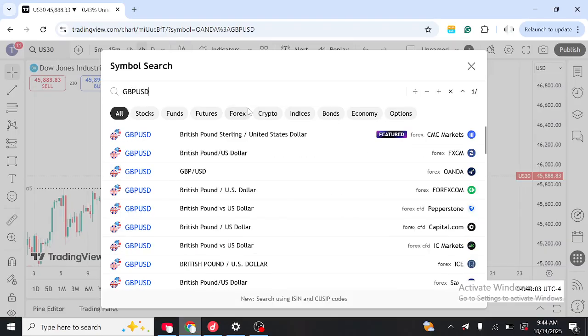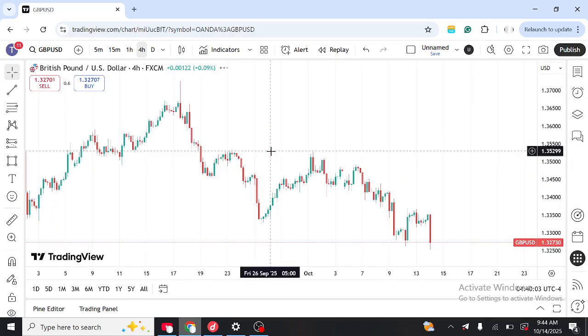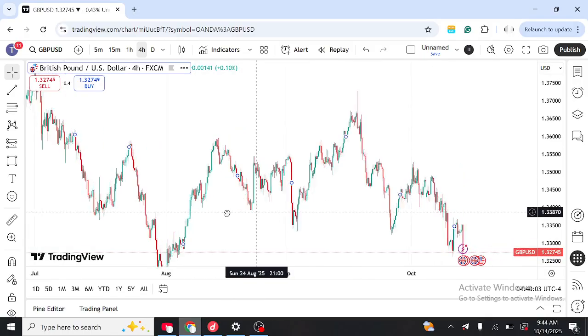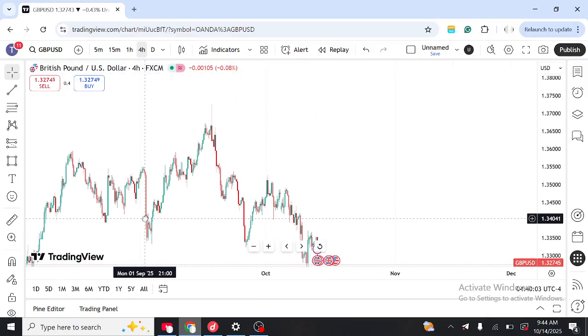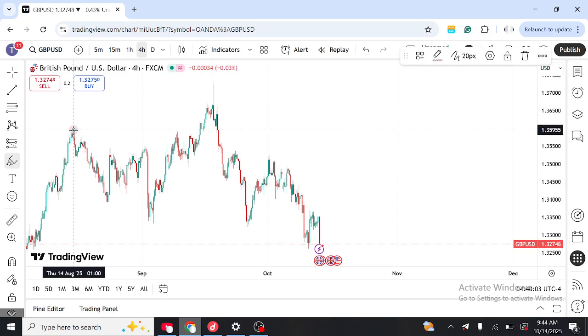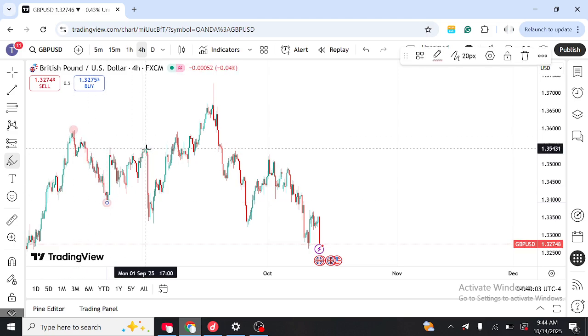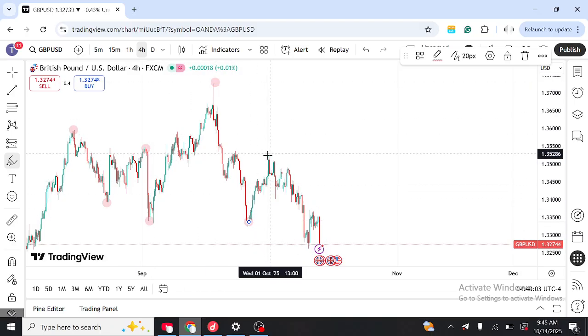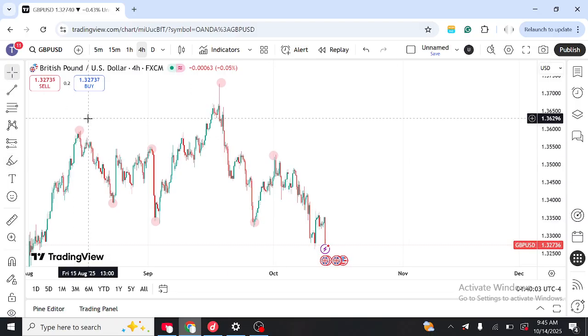GBP USD. Okay, so let's look at GBP USD. Now let's do the same thing. Let's start from here. What are the visible highs and lows that you can see? The visible highs and lows that we can see are this, right? Just mark this. Can you see that? And then this. Do you get that? Just mark.